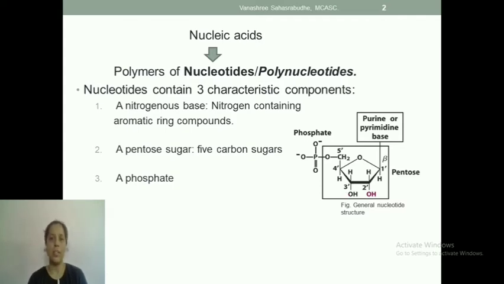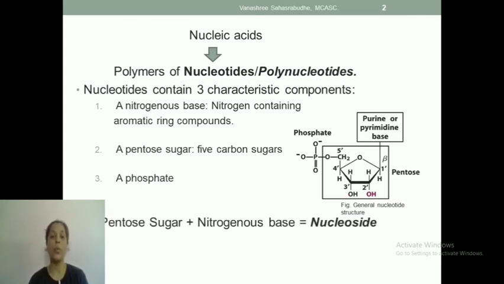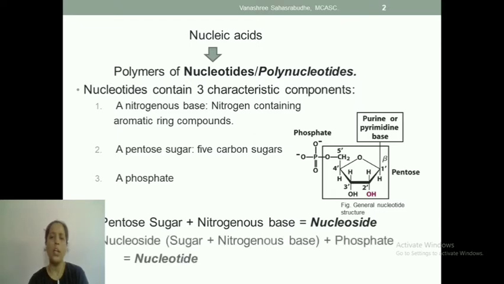Now let's understand some terminologies. Pentose sugar and nitrogenous base together form a nucleoside, and a nucleoside with a phosphate is called a nucleotide. So what is a nucleoside? It is a nucleotide without phosphate.